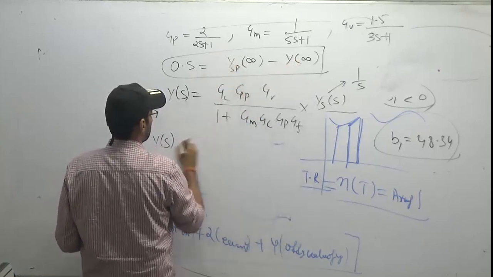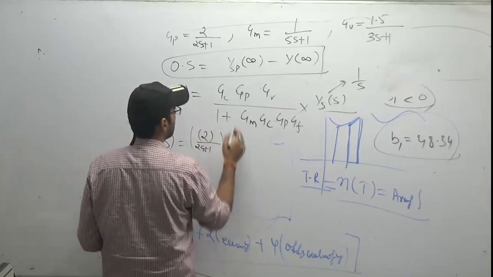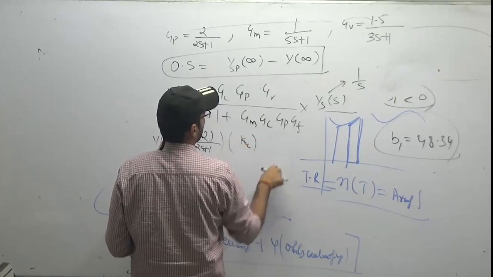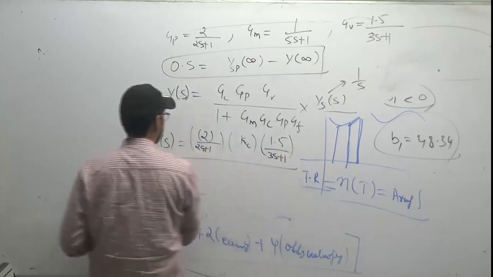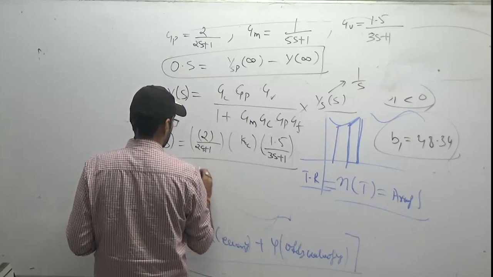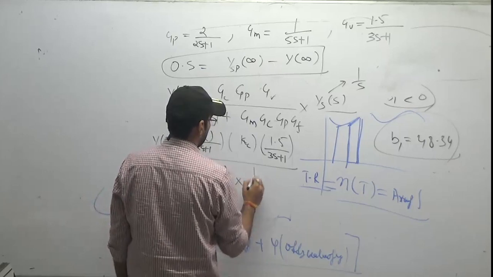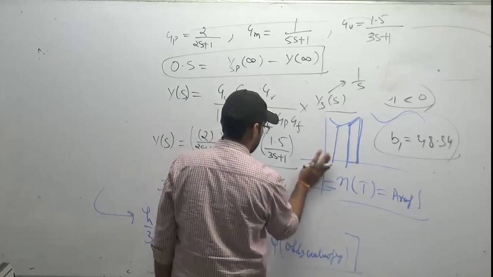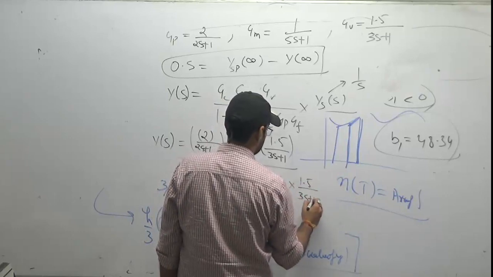Now, from there we can say 1.5 is the final control element. Gp is the process, 2 upon 2s plus 1, right? For the controller we can say Kc. For the valve we can say 1.5 divided by 3s plus 1, divided by 1 plus 2 upon 2s plus 1 into 1 upon 5s plus 1 for the measuring element into Kc, into 1.5 divided by 3s plus 1.